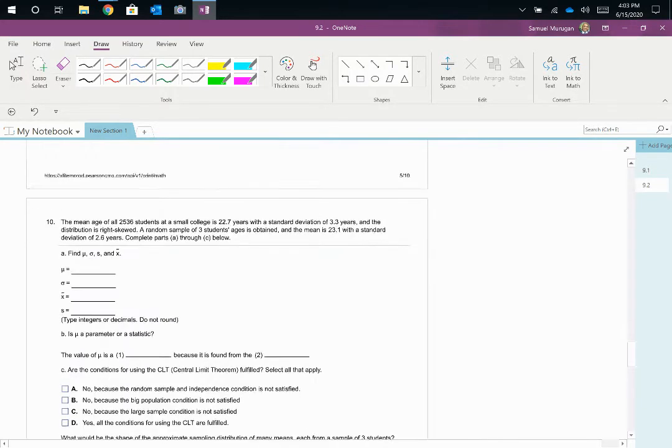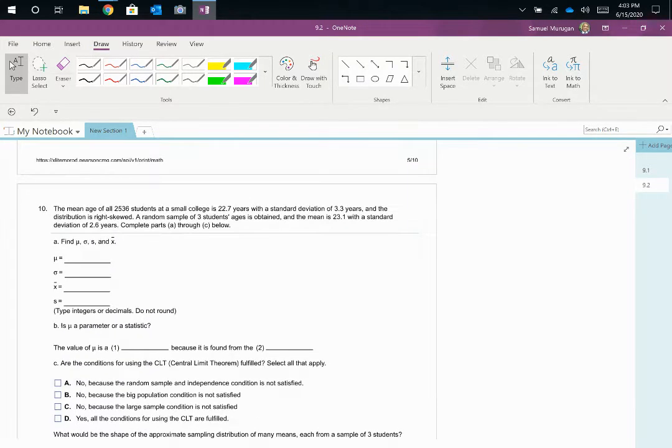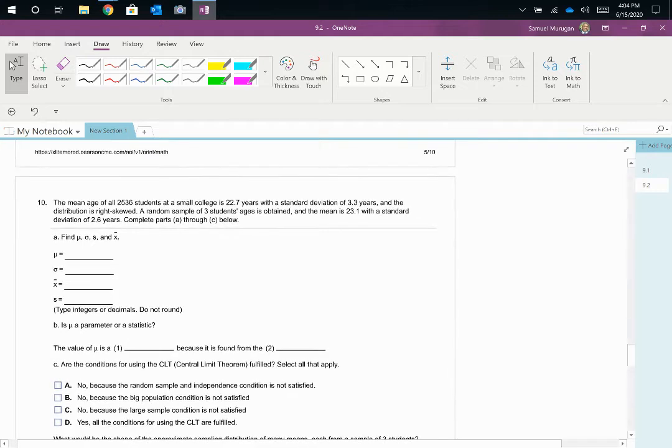The mean age of all 2,536 students at a small college is 22 years with a standard deviation of 3.3 years. So again, pay attention here. This is mu. This is sigma. Okay, Greek for parameters. A random sample of 3 students is obtained.